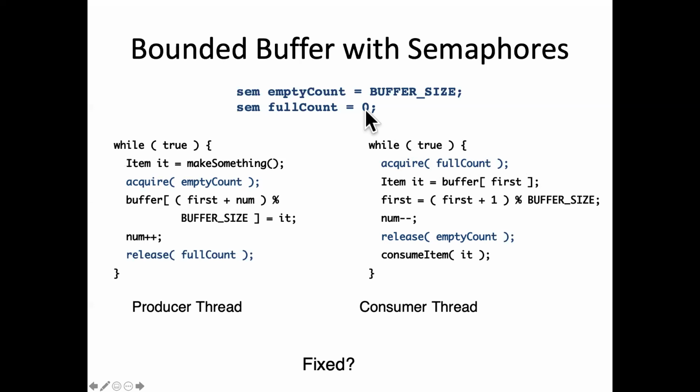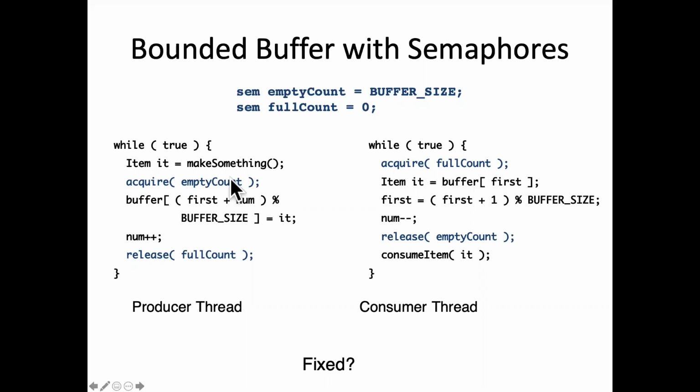Full count starts out at 0. We're pretending the buffer is initially empty. Let's say there are some items that get put in it before this thread starts running, just to make it easier to talk about. Every time this thread does an acquire, it's going to decrement that count, the number of full items, until that count hits 0. And then this acquire is going to start blocking the consumer thread. And again, we're counting on that being done efficiently, probably with help from the OS.